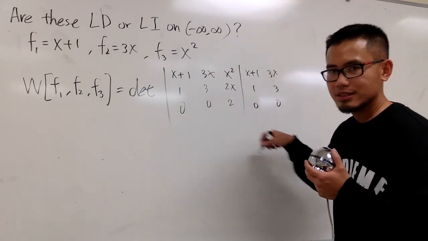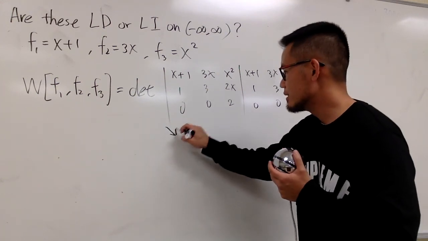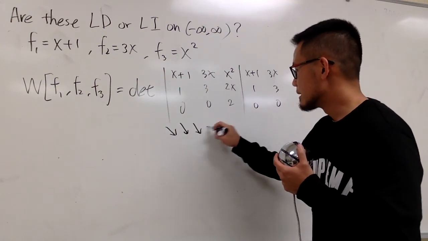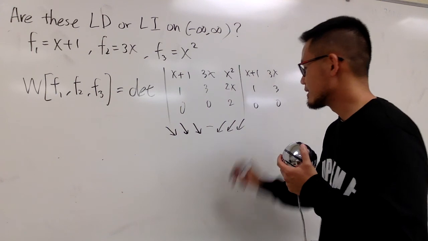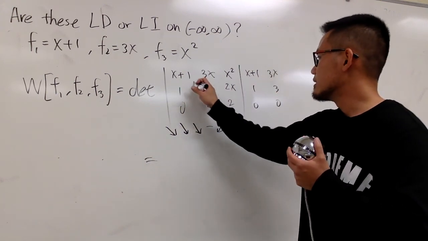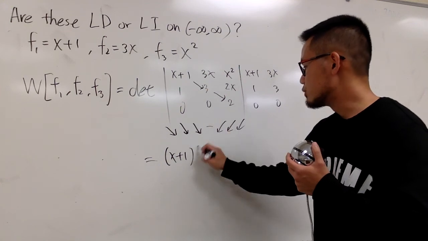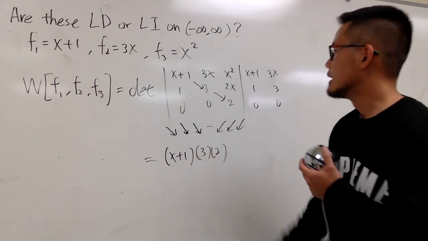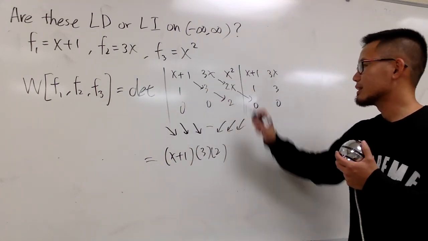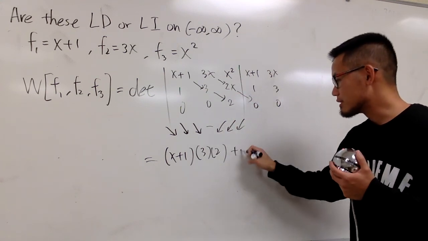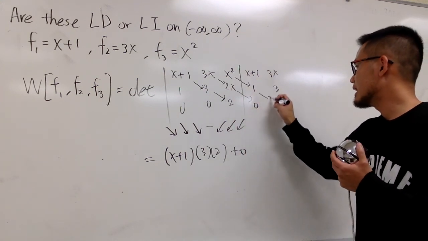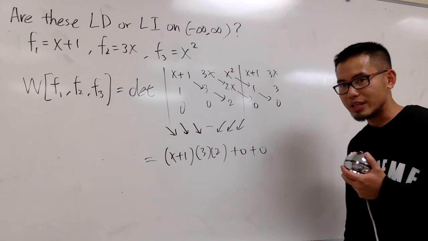And I do this, right? So this, subtract that. Anyways, let's see, this times that. I'll put this down, x plus 1 times 3 times 2. And then this times that. Good, it's just 0, so put on plus 0. And then this times that. Once again, just 0. That's great.